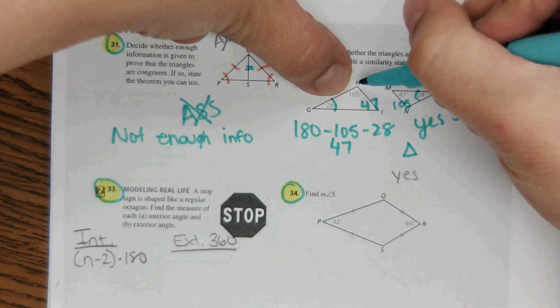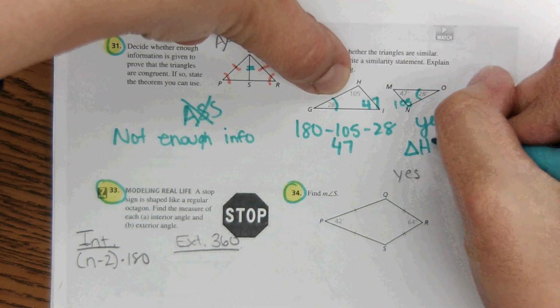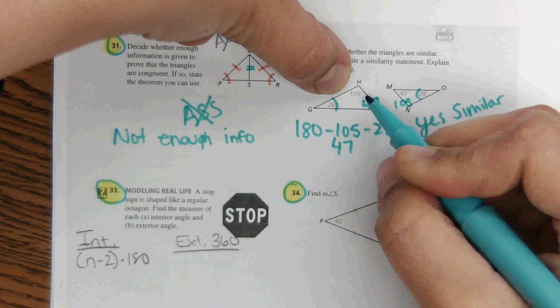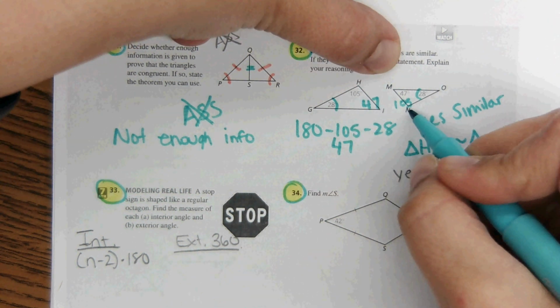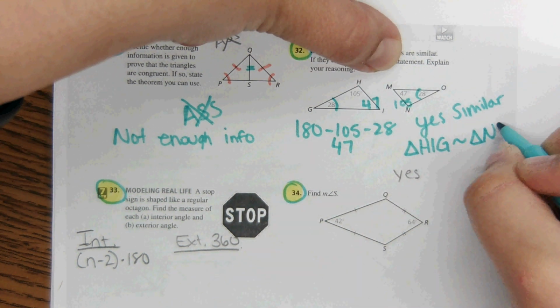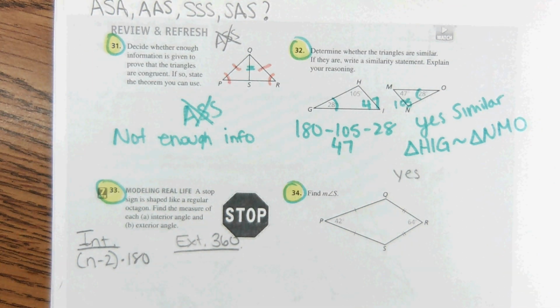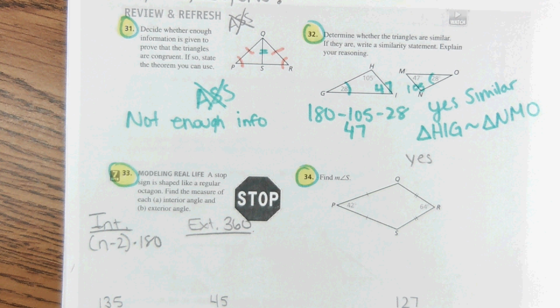And then as far as the similarity statement goes, when you make the similarity statement, you have to go in the same order for the angles each time. So HIG. And when I write this second one, I went from 105 to 47 to 28. So I'm going to go NMO, same order, like that.